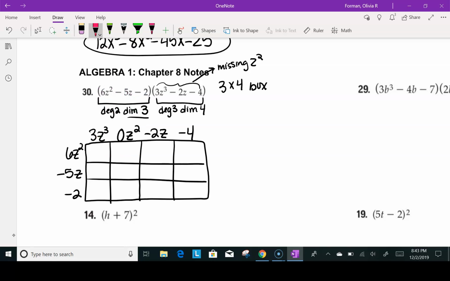Okay, so I deleted the original audio that went with this. What it's going to do is just go through each box. So I took 0z squared times 6z squared and get 0z to the fourth. Negative 2z times 6z squared. 6 times negative 2 is negative 12. Z squared times z is z cubed. I take a negative 4 times a 6 and I get negative 24, and then you have the z squared. I have negative 5 times 3 and I get negative 15z to the fourth.